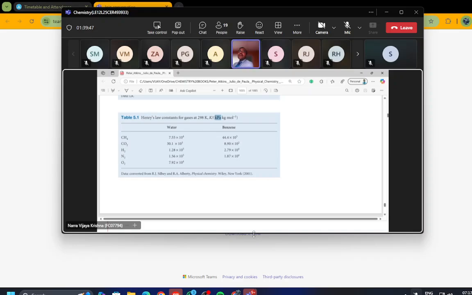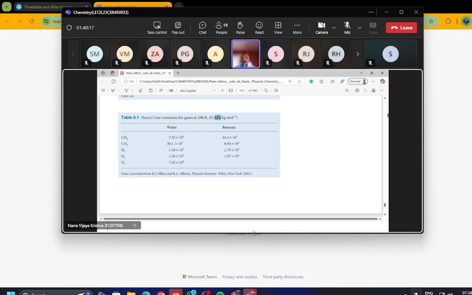Means what is the formula? KH into molality equal to solubility? No. Pressure is equal to KH into molality. Yes or no? Pressure is equal to KH into molality. Correct or not? So that is the unit.